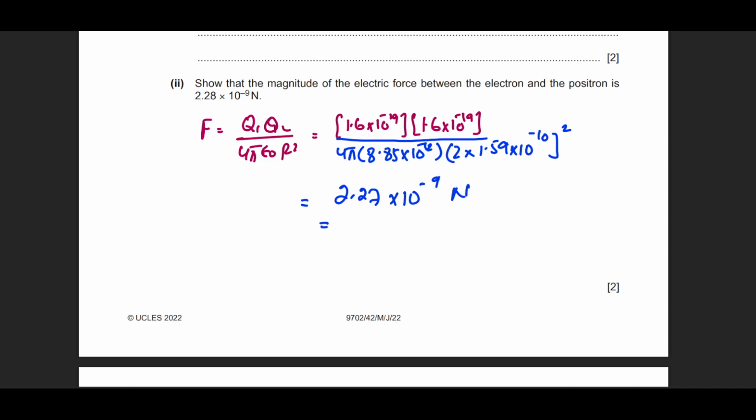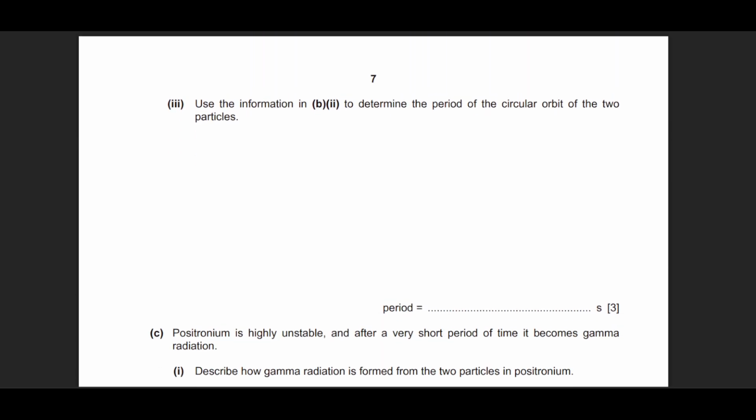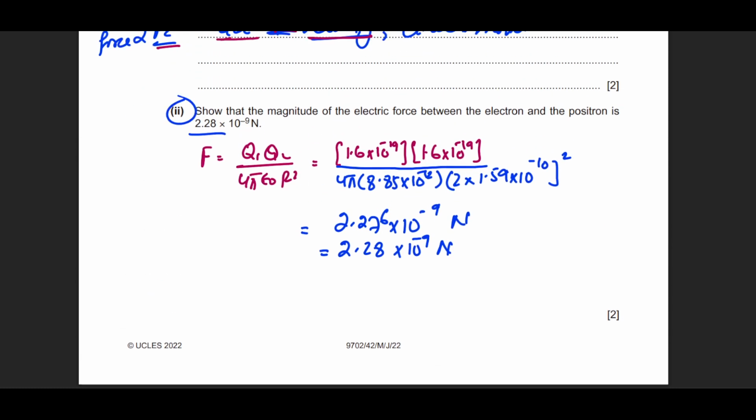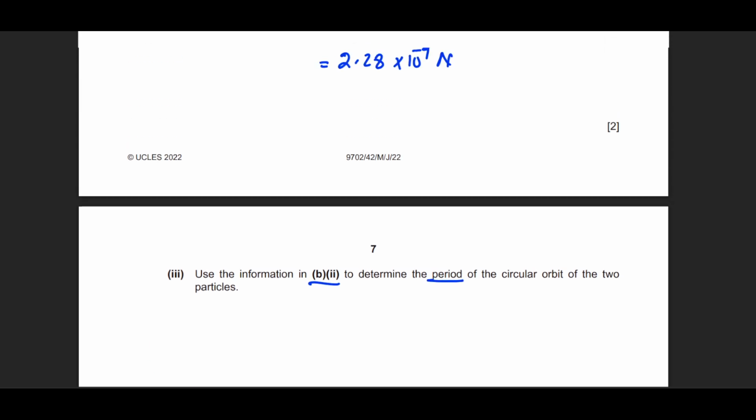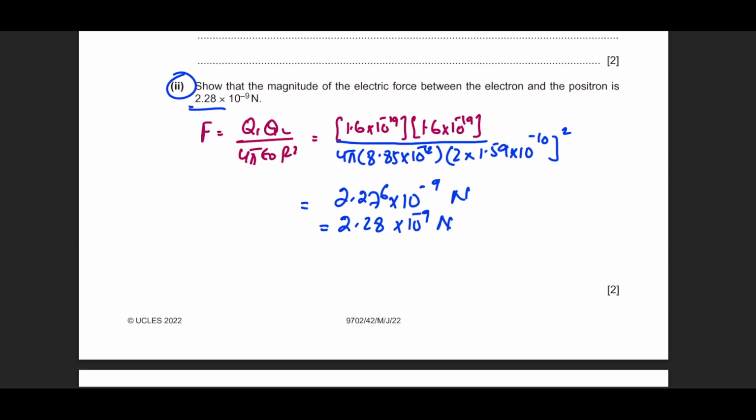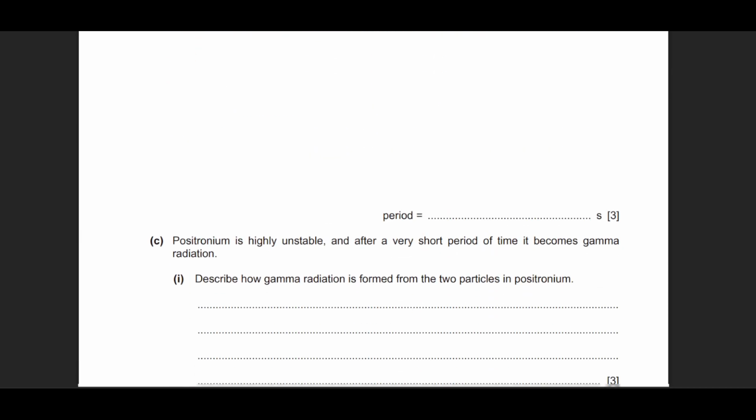And we have to show that this is 2.28, so 2.28 it is. So this becomes 2.28 into 10 raised to the power minus 9 newtons. We have shown this successfully. Use the information in B2, which is this part. Determine the speed, determine the period. Okay, so if you were unable to show this, that's why it's telling you to use this information to calculate this part.